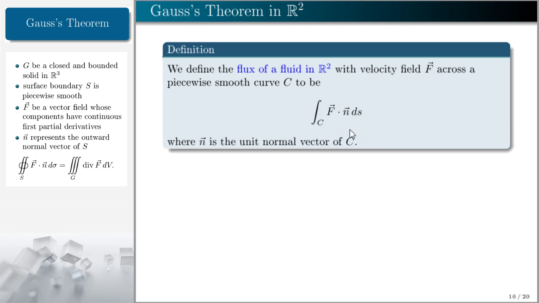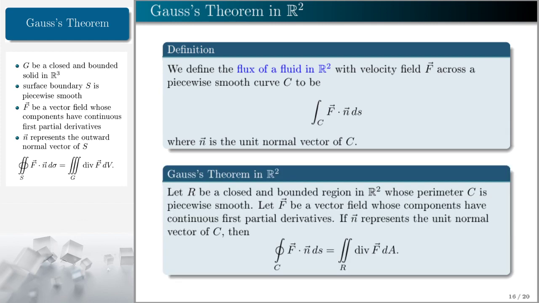Be careful. We have a lot of line integrals in our topics of Math 23. This is a line integral of a scalar field. The scalar field here is f dot n, and this is with respect to the arc length S. So the flux is given by the line integral of f dot n across C with respect to the arc length S, and here n is the unit normal vector of C.